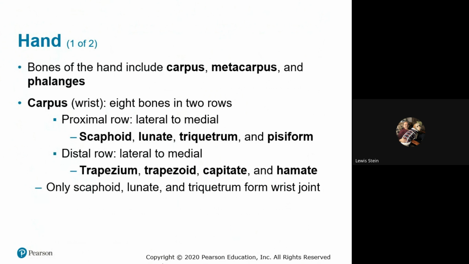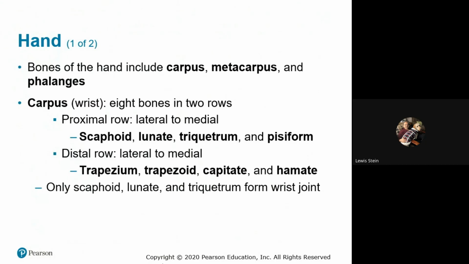Pisiform is a sesamoid bone in a tendon, so it really is not part of the moving part. It's the heel, sort of like the base of your hand. The wrist creates a very interesting joint that we can move. We can flex and extend, abduct and adduct. It doesn't rotate terribly well, but other than that, it has a lot of mobility, as you all know.